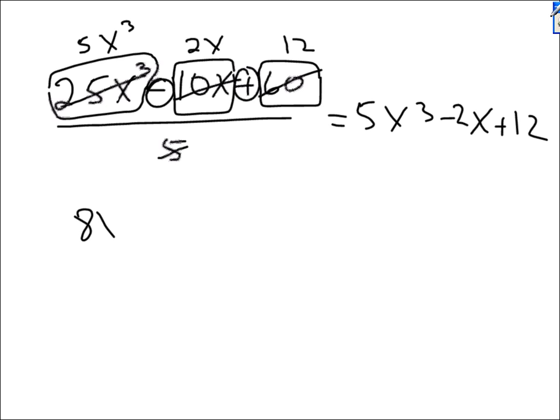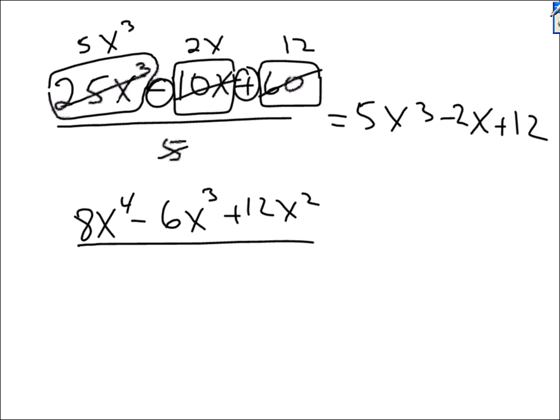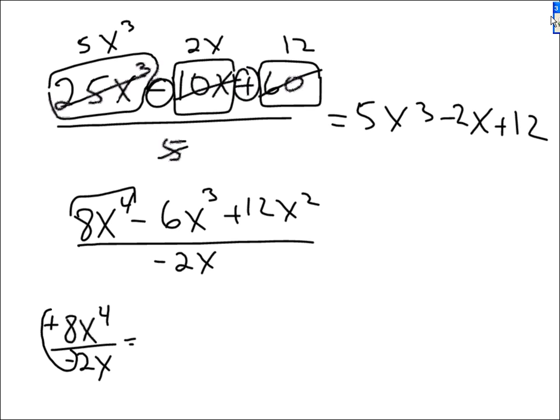Suppose you have 8x to the 4 minus 6x cubed plus 12x squared. You want to divide this by negative 2x. So first you want to calculate this. The first term divided by negative 2x. Well, let's do the sign first. There's no sign in the top, so it's understood to be positive. A positive over negative is negative.